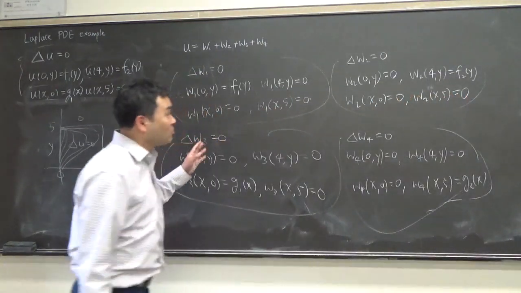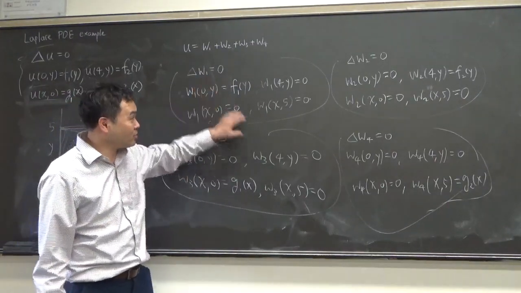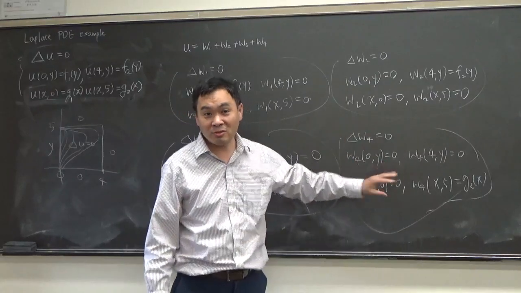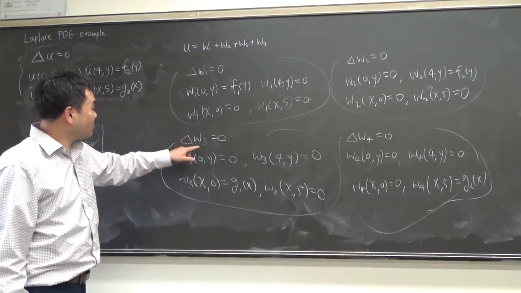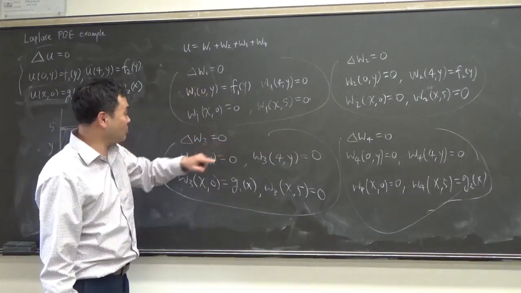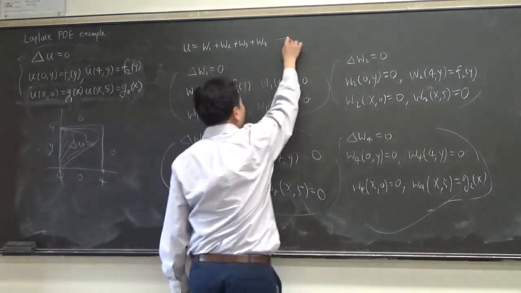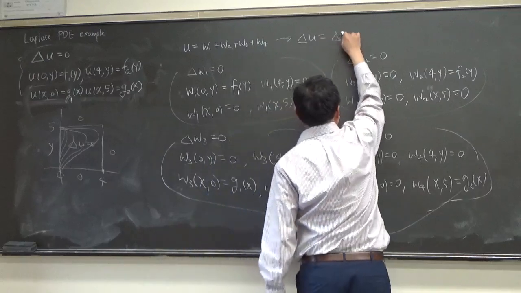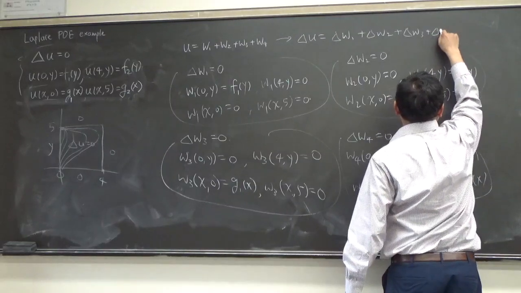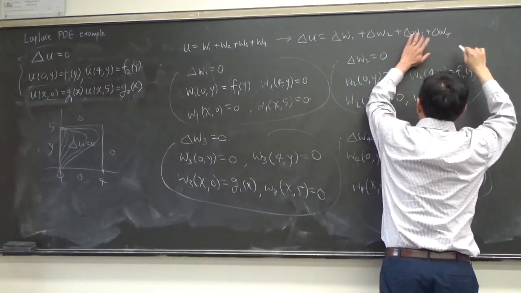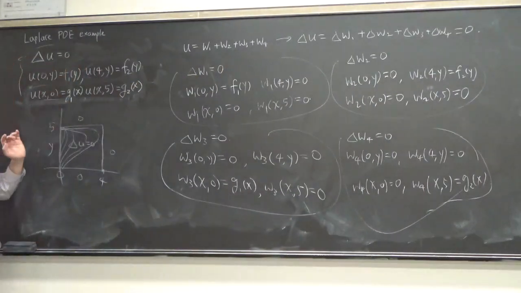And each of these 4 problems can be solved separately, don't you agree? You can solve this, you can solve this, you can solve this, you can solve this. Not only that, if you add them up, because we're asking for the Laplacian to be 0, if you define u to be this, then what's the Laplacian of u? This is the Laplacian of w1, Laplacian of w2, Laplacian of w3, plus Laplacian of w4, and all of these are zeros, so it's going to equal 0. So this u is definitely going to satisfy the original equation, right?